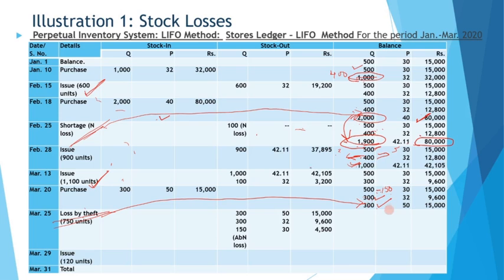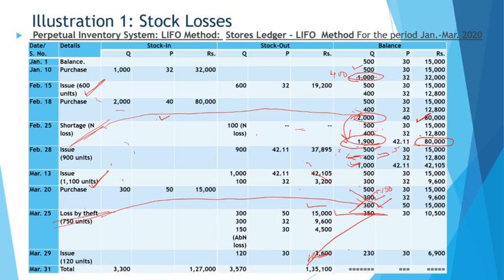Now what will be the balance? Your last 2 lots are completely over by the abnormal loss. So these two lots are now completely finished. From this lot 150 units are lost, so you are left with 350 units at price of 30. Then you again issue 120 units. So as per the available information, you have just one lot available, so this lot will be used to issue the inventories right now. Now you will be left with 230 units from here.